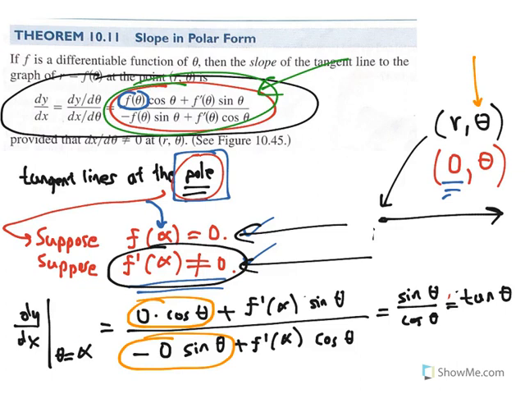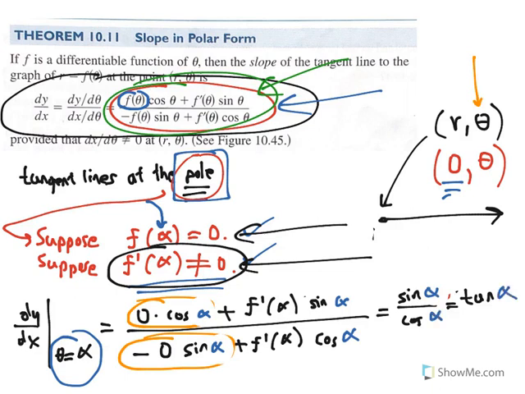I would like to make one correction. I said earlier that we're evaluating our slope in polar form theorem when theta is equal to alpha, so I should have written alpha wherever I saw theta. So I should have had alpha here, and I should have also had alpha here and here. So all of this should be alpha.